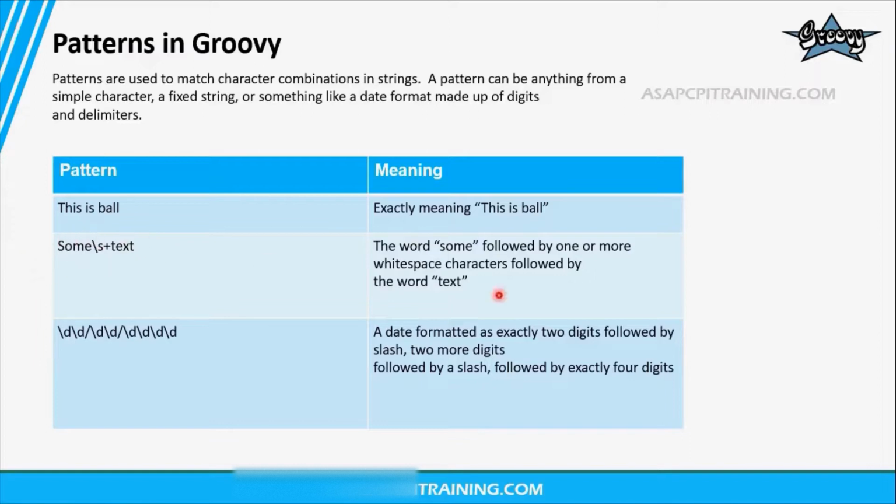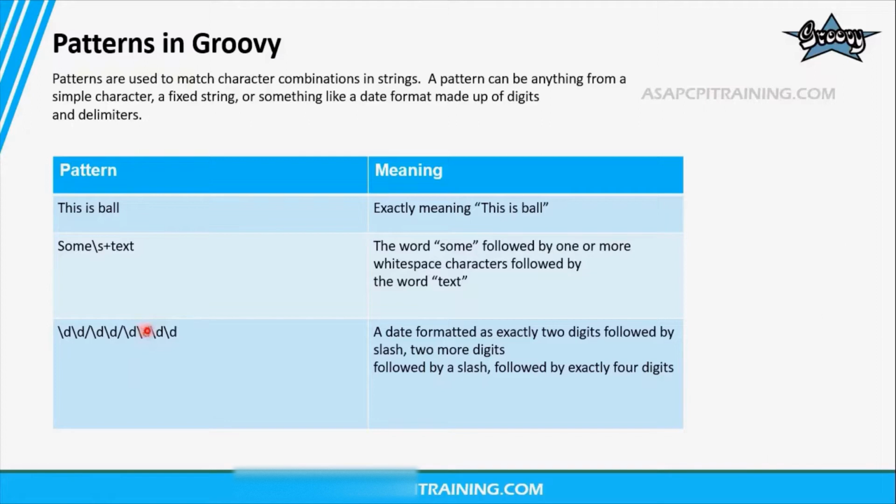So what does this line mean? The word sum followed by one or more white space characters. Plus means one or more: there can be one occurrence and there can be many occurrences, but at least one occurrence should be there. So one or more white space characters followed by the word text. Our regular expression says that it should start with sum, then some space, and then be followed by the word text. This is one of the regular expressions we have.